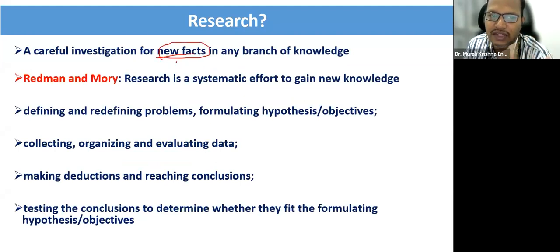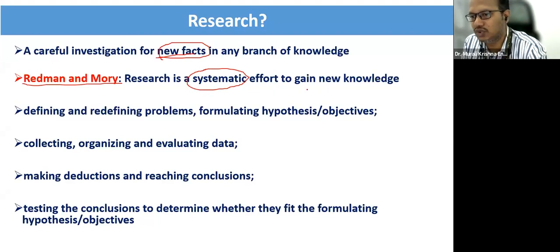We are carefully investigating the new fact in any branch of knowledge. Redman and Moore gave a definition of research as a systematic effort to gain new knowledge. Some people use the term systematic, many keep the word new, and they keep knowledge. I can see that there is a connection between all of these. Research means a systematic effort to gain new knowledge.